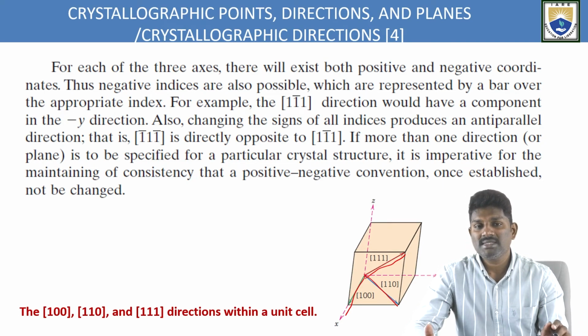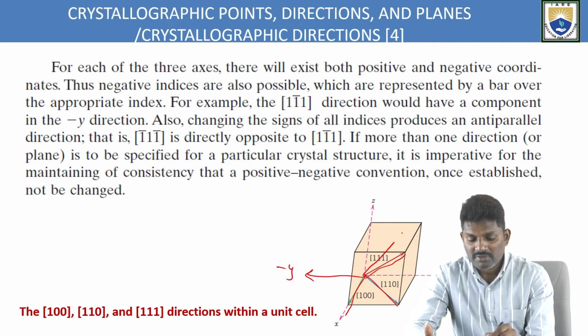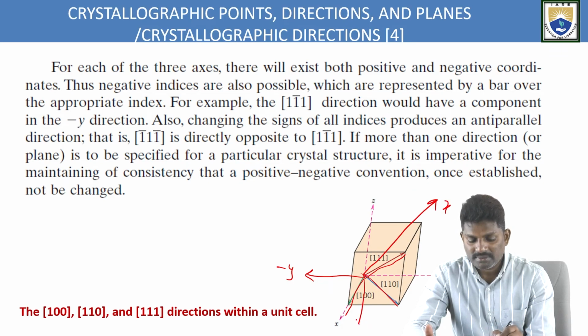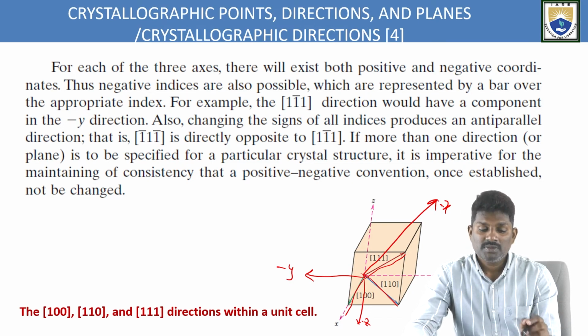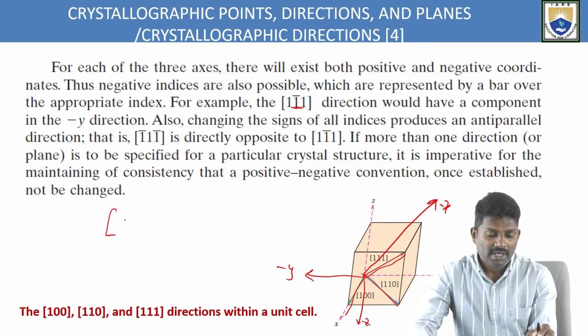But in some cases, it may come along the negative direction of y, negative direction of x, or negative direction of z. So how to represent them? We have to represent this by giving a bar. That means in closed brackets, 1, 1 bar, 1.